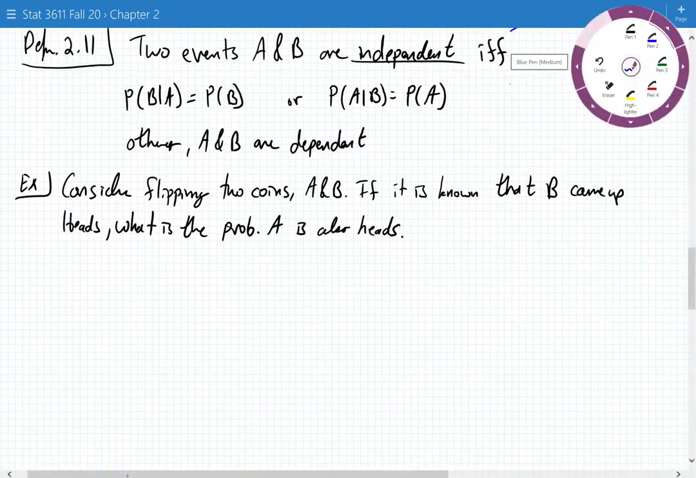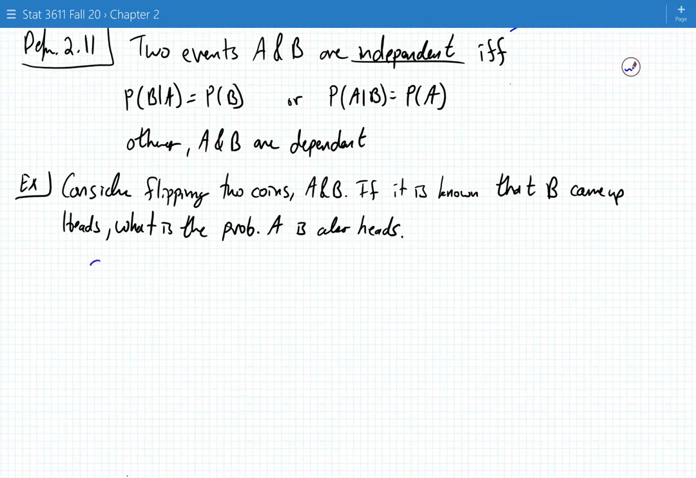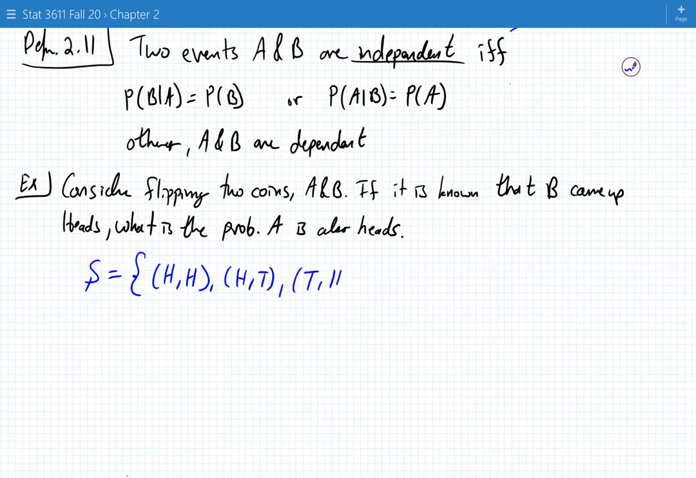Well, let's take a look. What's our sample space here, S? Our total sample space: A can come up heads and B can come up heads. We could have heads and tails for A and B. A could be tails and B could be heads. A and B could both come up tails. All right.